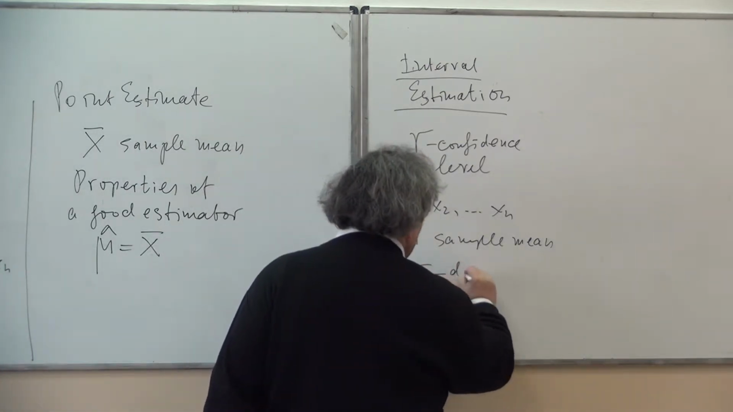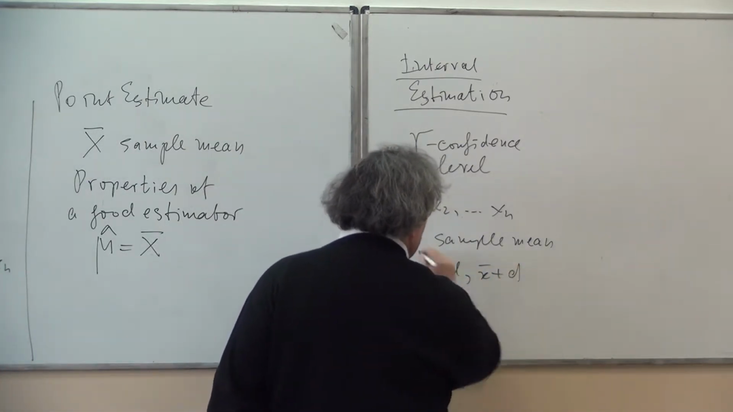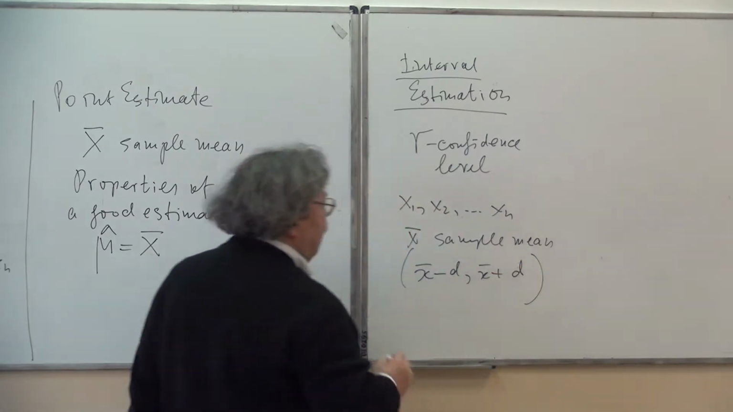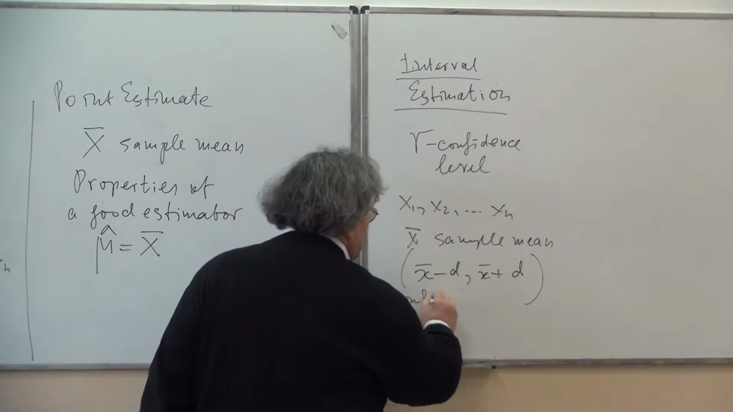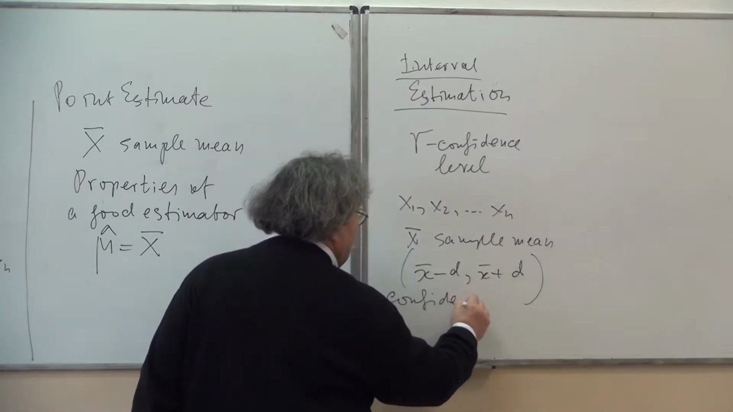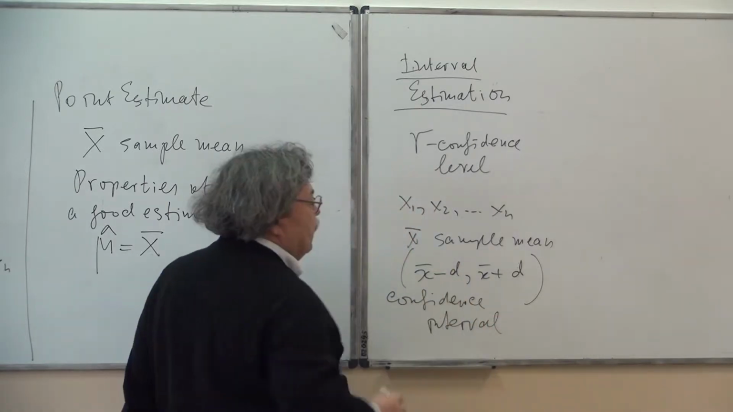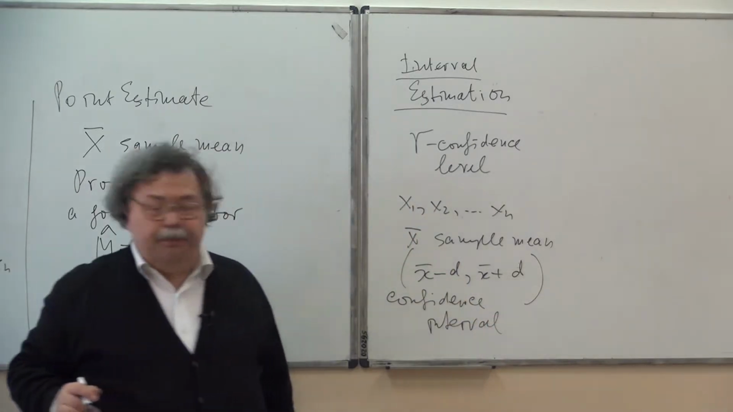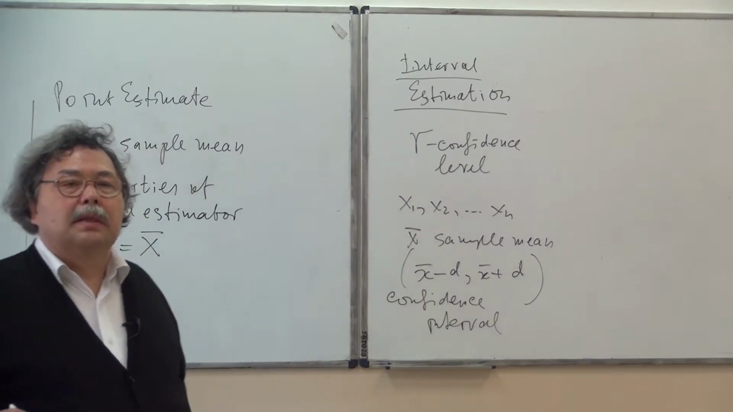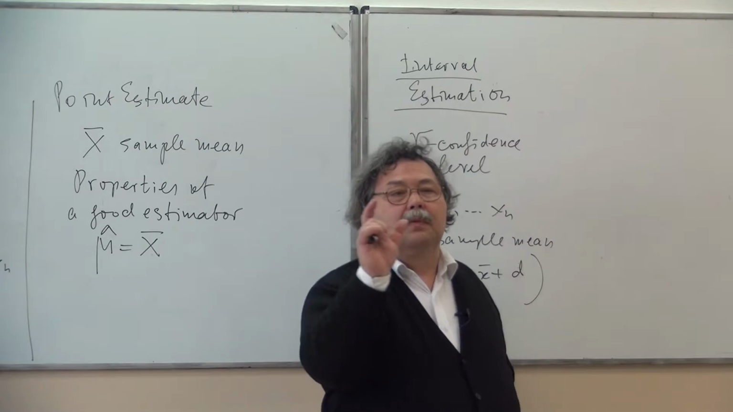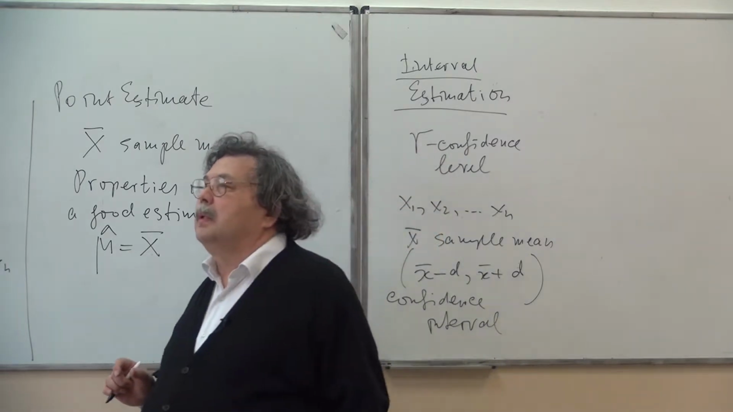And then we construct this interval that is called confidence interval. So D here, I'm not sure it's a common notation for this, but the meaning is the half width of the confidence interval.